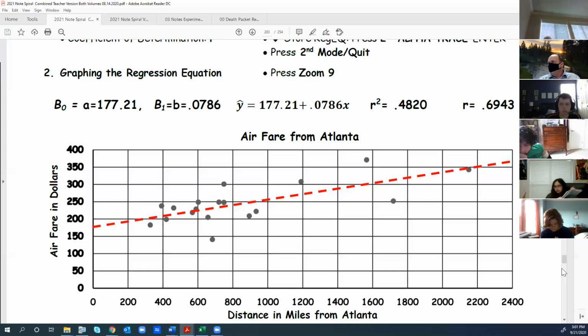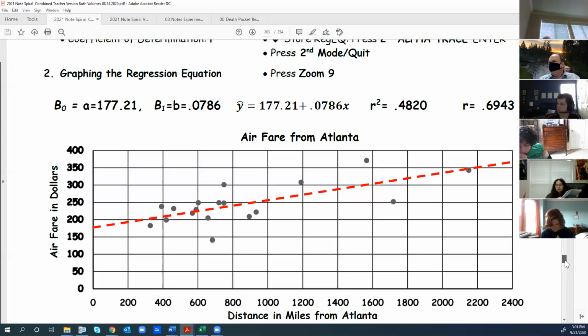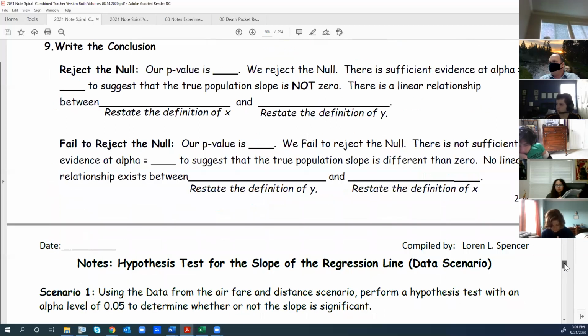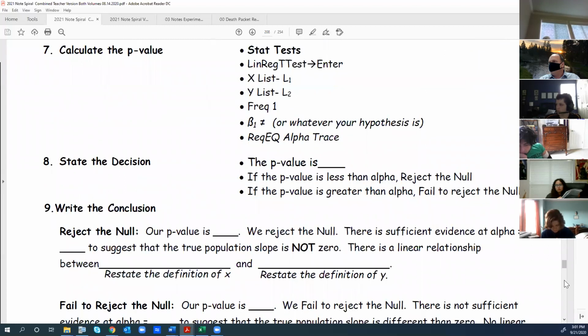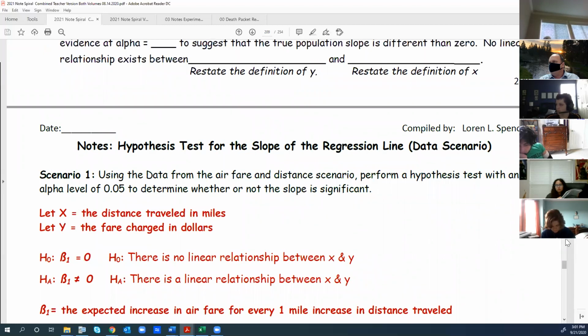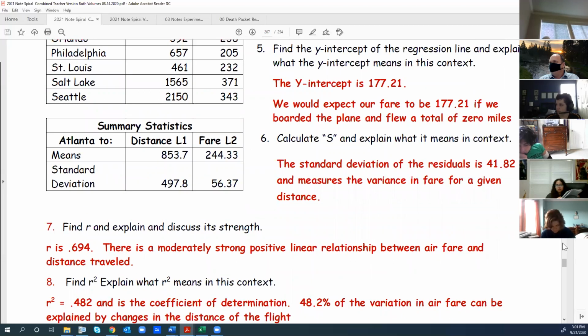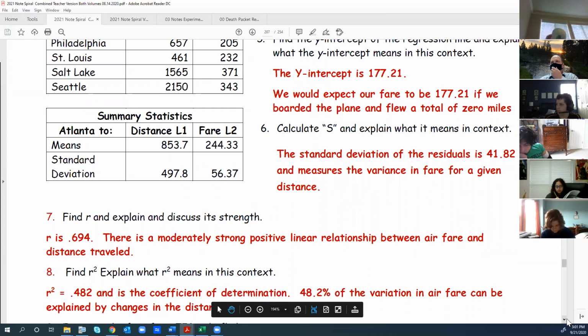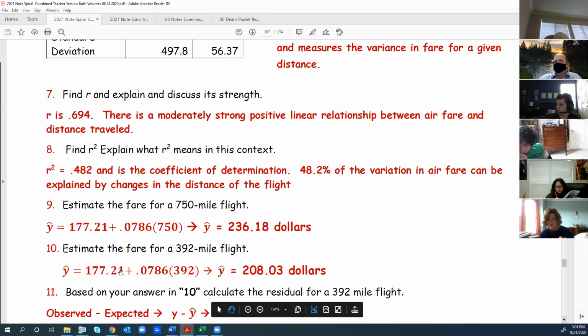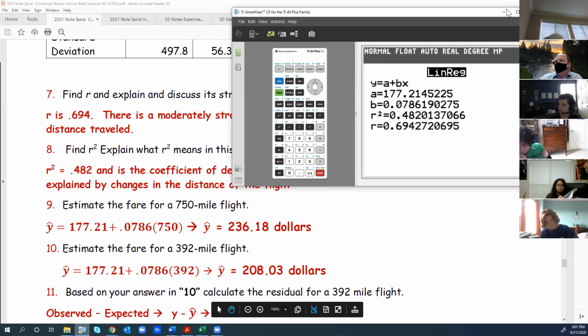All right? And basically it's because we know that my model is not perfect. So the standard deviation of the residuals is what S calculates. Next thing was R. Well, we already calculated R. We calculated R on the calculator and said, hey, it's 0.694.